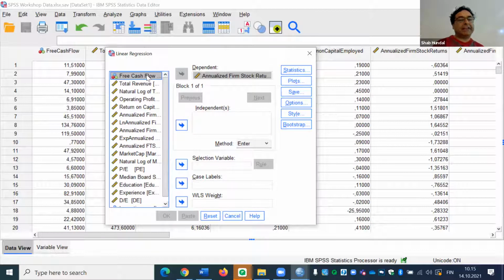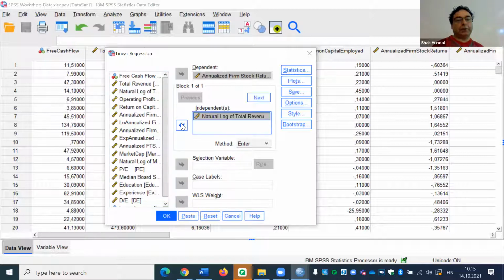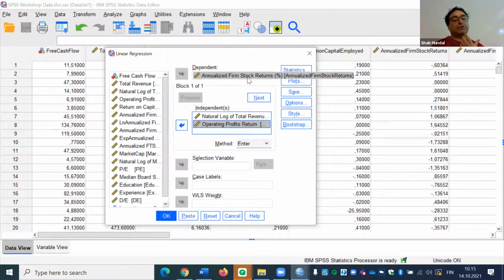I'm not including free cash flow. I'm not including total revenue, and I'll let you know why I'm not including them. I take the natural logarithmic value of total revenue. Then I add operating profit, in the activity field of independent variables. So here I'm saying that total revenue, when shown in logarithmic form, has an impact on the stock return, and operating profit of the company has an impact on the annualized return.